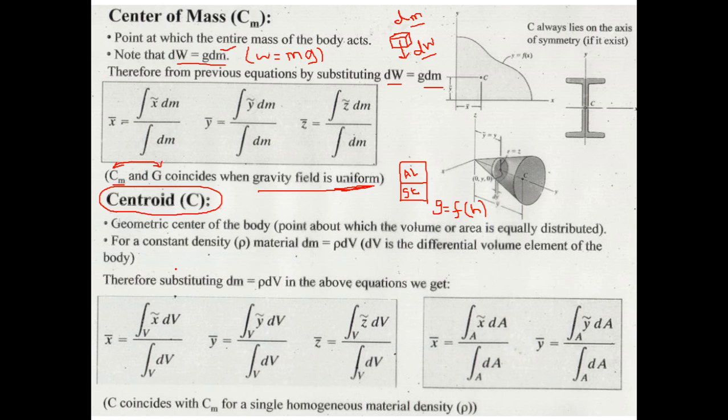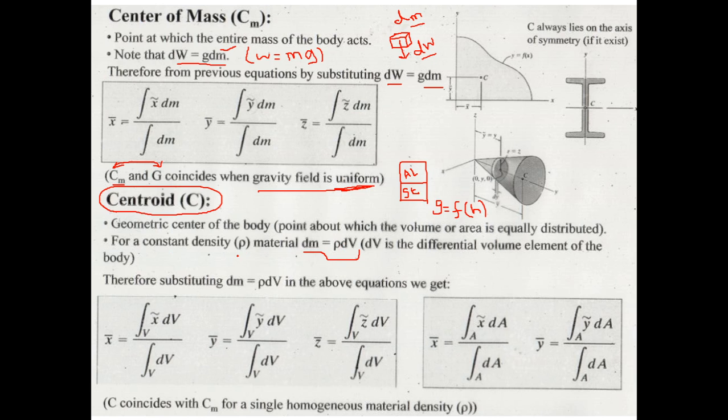Using the equations of center of mass, we can formulate the expressions for centroid. We know that mass is equal to density times volume. Since we are talking about a differential element here, which has a differential mass dm, it will have a differential volume dv. This dv and dm are related to each other by the material property known as density.